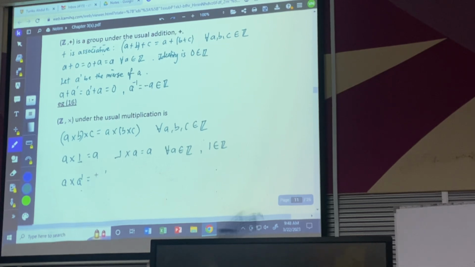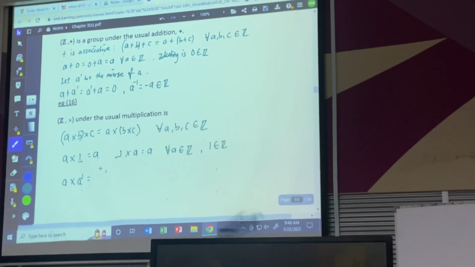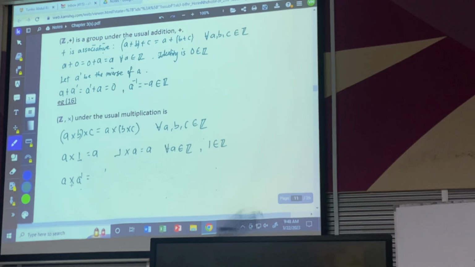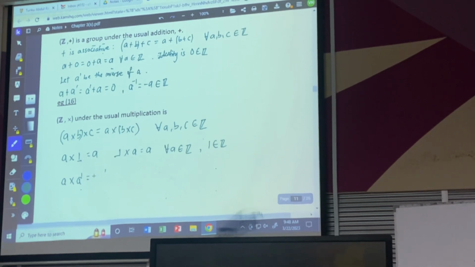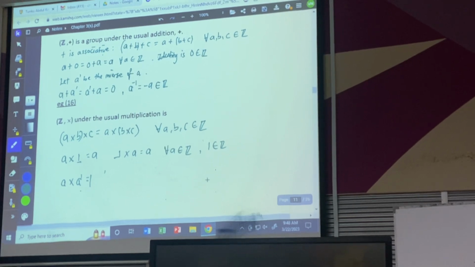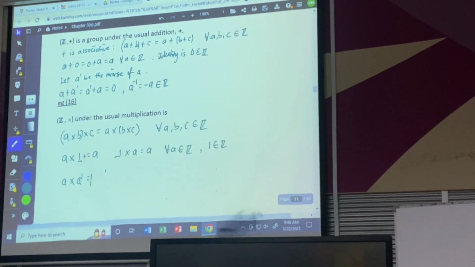Now, do you put equal to 0? At the back here, it must be the identity, right? So what is the identity in this case? What is the identity now? 1. So that means A multiply the inverse must be equal to 1. Then can you find the inverse? What is the A inverse?